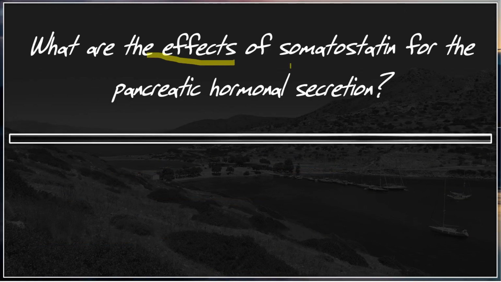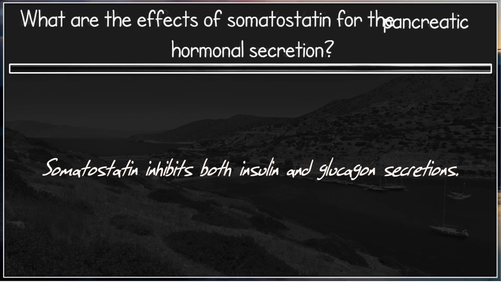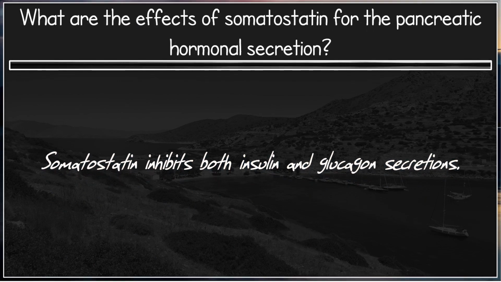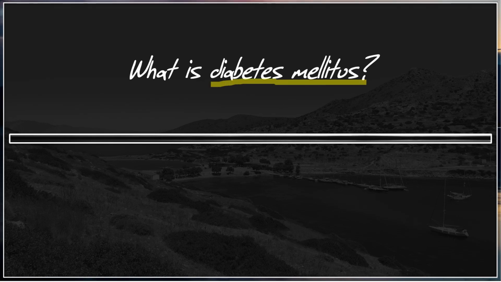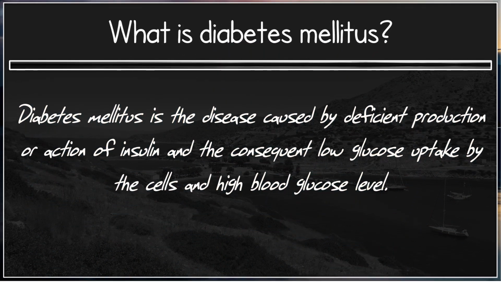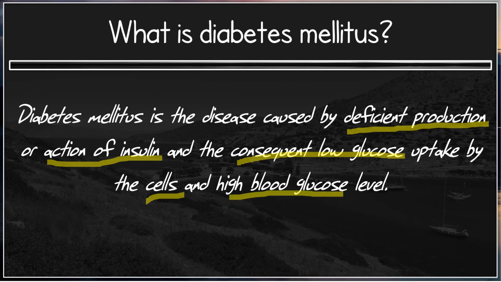What are the effects of somatostatin for the pancreatic hormone secretion? Somatostatin inhibits both insulin and glucagon secretion. What is diabetes mellitus? Diabetes mellitus is a disease caused by deficient production and action of insulin, and consequently low glucose uptake by the cells and high blood glucose level.